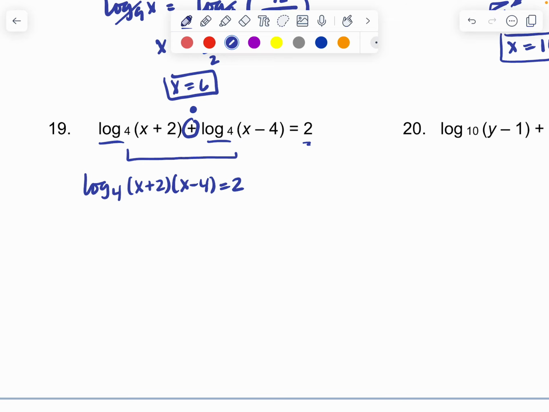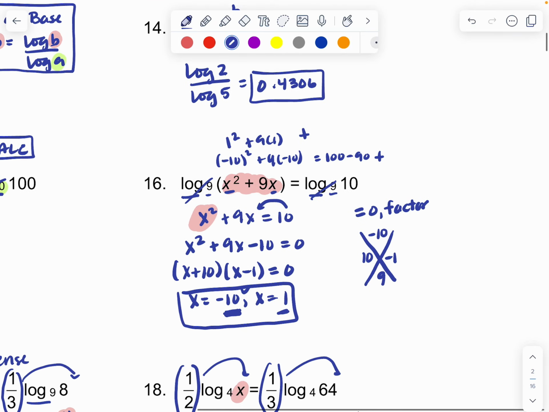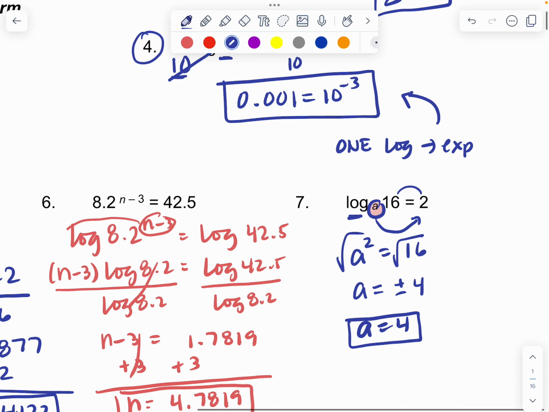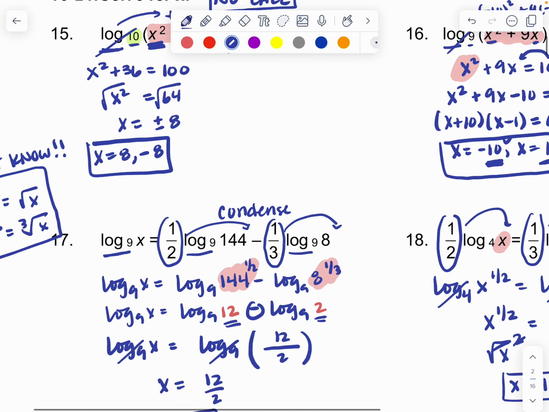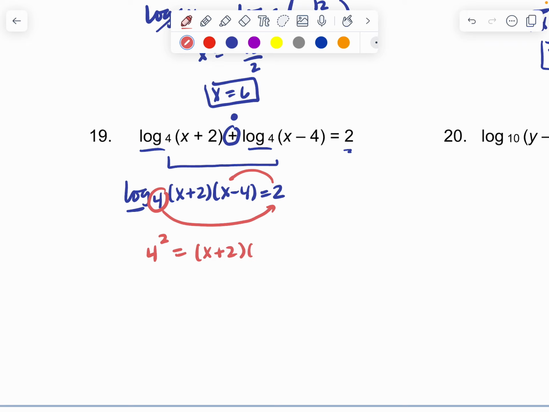Okay, and now look, if you only have one log, remember the cool little thing I wrote up here? There it is, okay? If you only have one log in your equation, change it to exponential form. So it's a harder version of number 7. So do I only have one log? I do. There's only one log in my equation, so let's change this to exponential form. So I'm going to start with my base. I'm going to raise it to the power of 2, and that's going to equal this little nightmare here on the right-hand side. So x plus 2 times x minus 4.